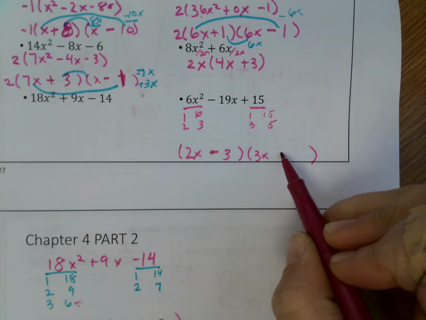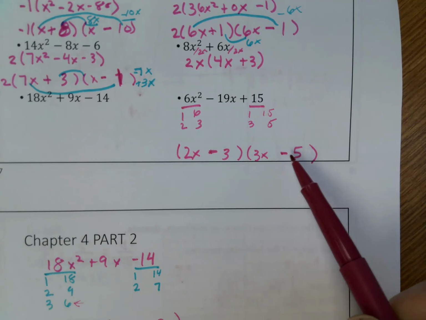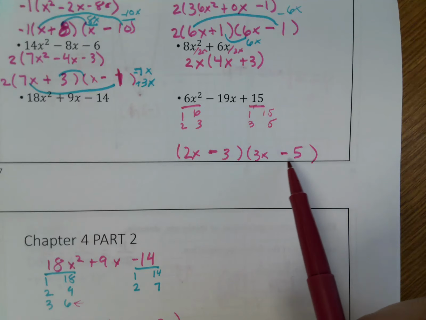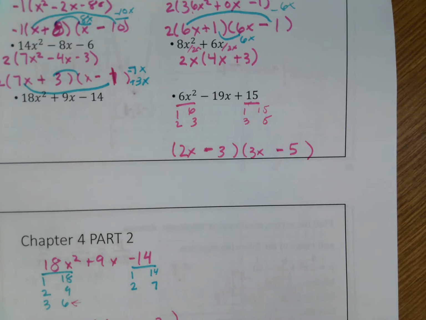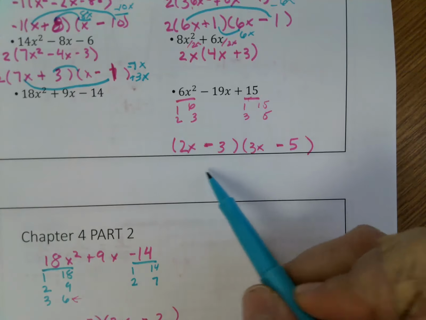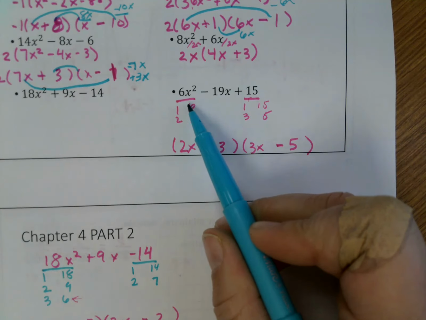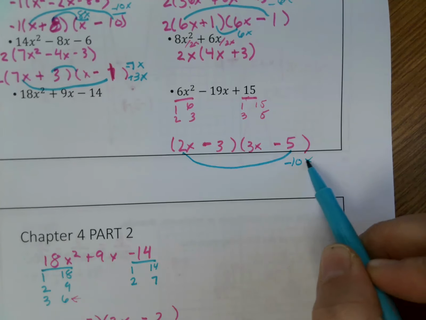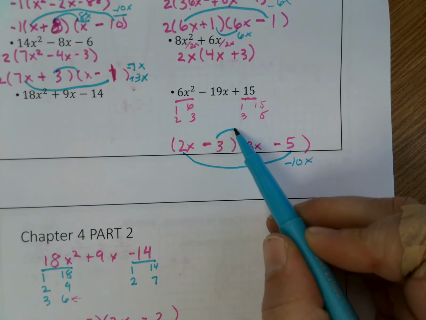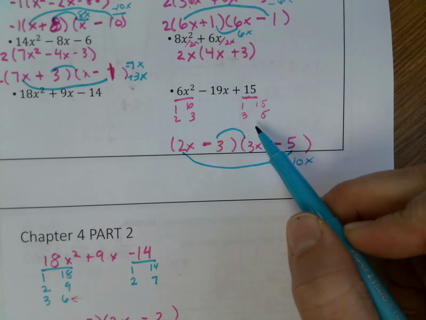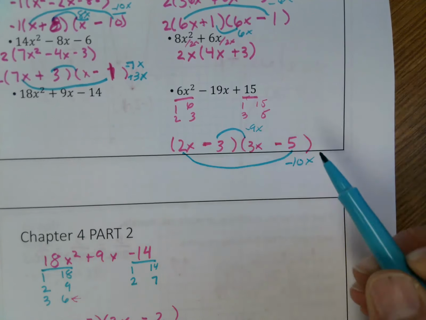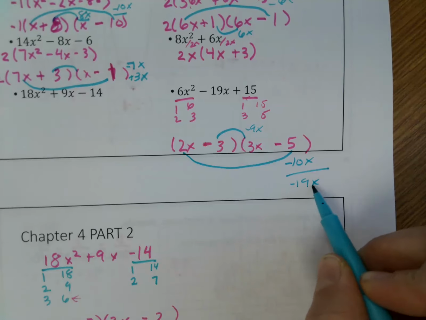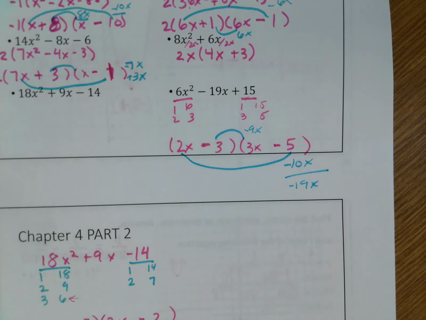Both of these should be negative and the 5 over here. Both of them should be negative so that I can multiply to get a positive 15, and they're going to add together to get a negative. So I'm going to guess and check. So now I'm checking. 2x times 3x gives me my 6x squared. 2x times negative 5 gives me negative 10x. Negative 3 times positive 3x gives me negative 9x. Together, those would give me a negative 19x. So that factors. There you go.